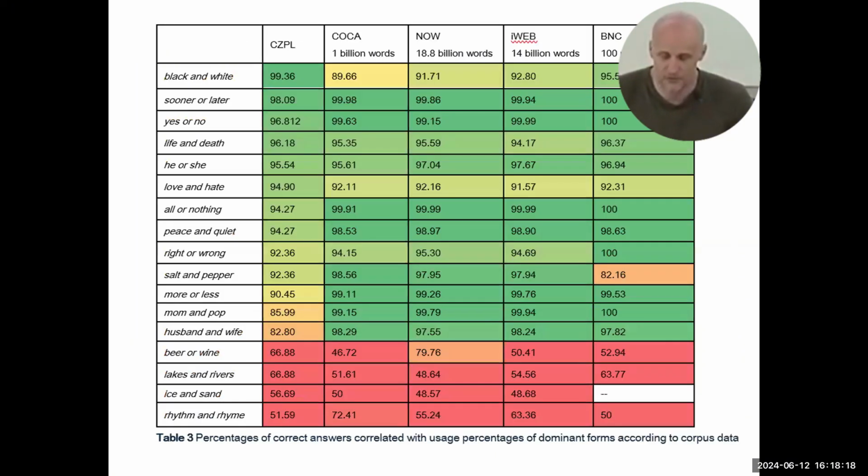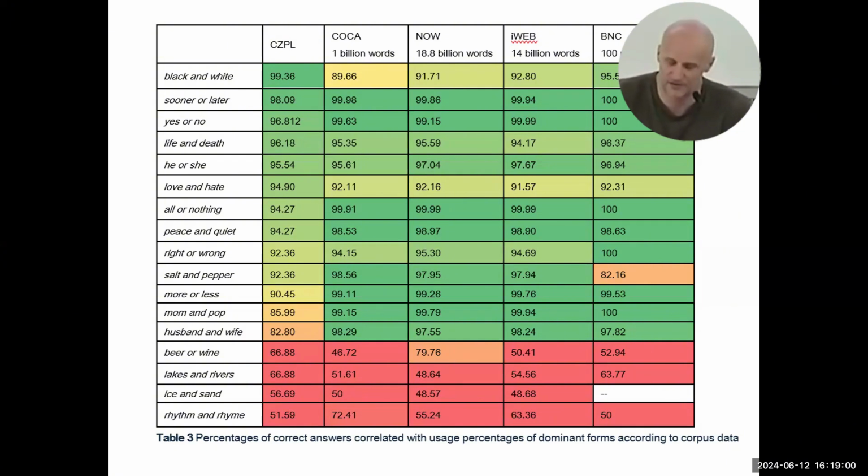Now, here's the degree of how well they match the frequencies of these binomials in 4 corpora: COCA, News on the Web, then iWeb, and the BNC corpus. And so you can see that when it comes to binomials such as sooner or later, yes or no, the match is very good. But on the other hand, if you look at the bottom of the table, beer or wine, most of the last 4 binomials are used in the corpora.